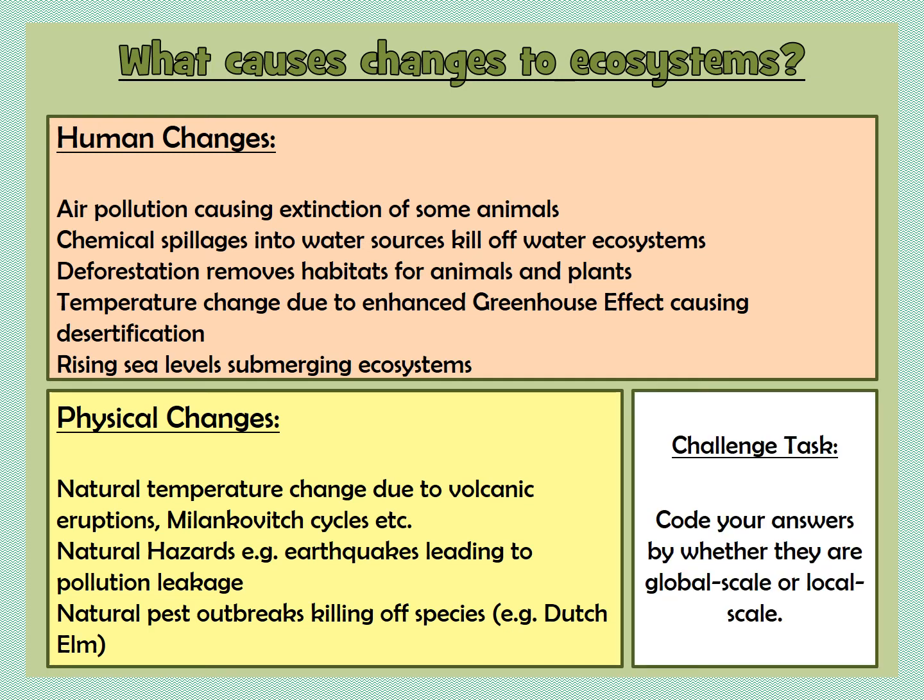Just a reminder, now that you have these examples, please do add them to your lists, and I would like you to again try and code them according to whether you think they could affect just a small local scale ecosystem or whether they're likely to affect the whole world all at once. So pause this video, add these to your lists, and have a go at the challenge task, please.